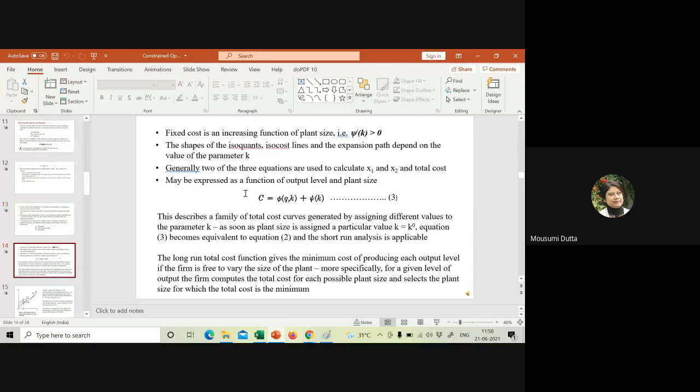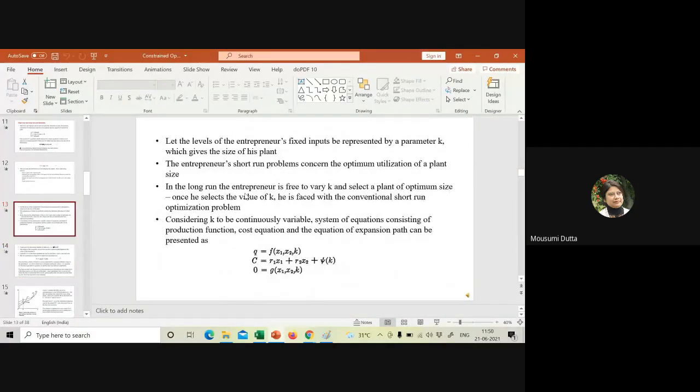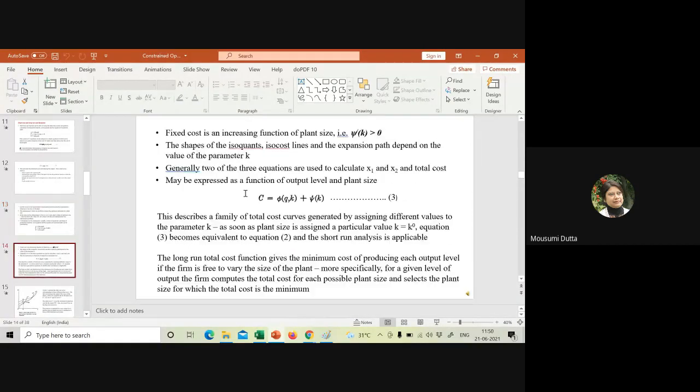So fixed cost is an increasing function of plant size, as I mentioned. That is, we consider psi prime k to be positive. The shapes of the isoquants, isocost lines, and expansion path depend on the value of the parameter k. You will find that in all three equations, Q, C, and the equation to the expansion path, we are bringing the component k, the size of the plant. So, all three things, isoquants, isocost lines, and expansion path depend on the value of the parameter k.